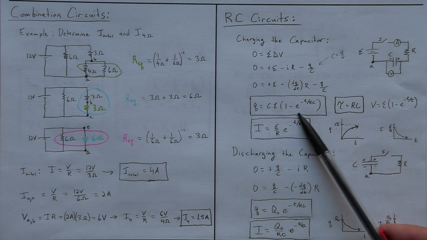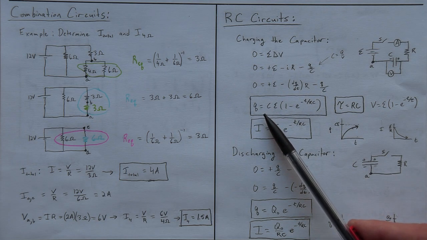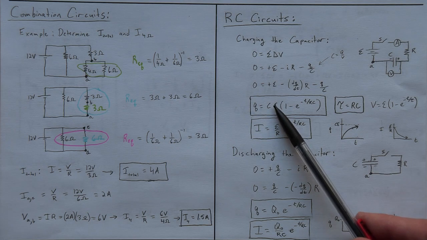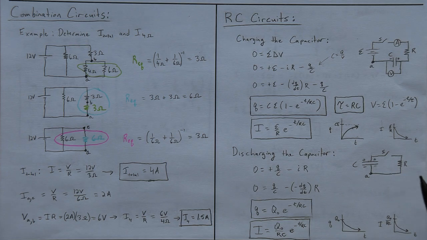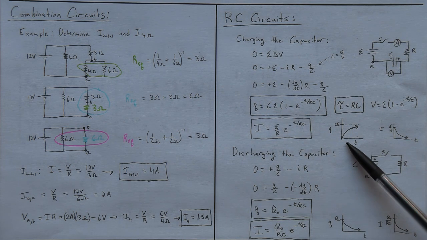Here's the charging equation for charge on a capacitor. C times EMF is the final charge. This 1 minus exponential e to the negative t over RC is this rising function. It rises to C times EMF as time goes to infinity.